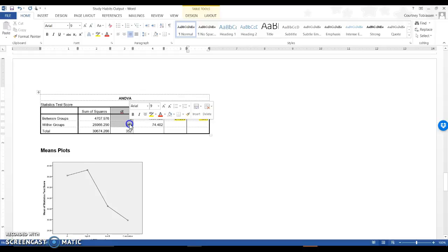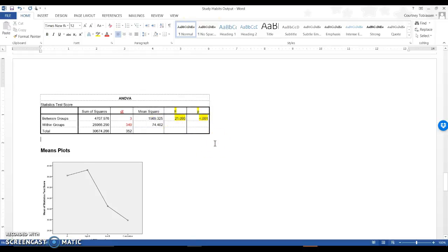This table also gives us our degrees of freedom. And degrees of freedom, we're going to write a little differently. So it's going to be F, degrees of freedom of 3, 349, equals our F value of 221.09. Our p value is less than 0.001. So that's kind of the formal way to write up this entire table.